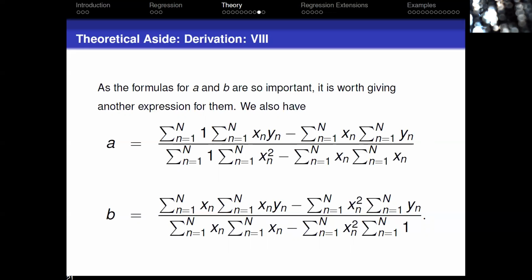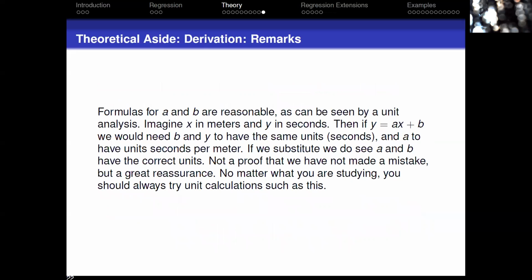It turns out, it's a nice calculation, as long as at least 2 x's are different, the denominator will be non-zero and the method will work. So unless you do something truly stupid, like trying to see how things vary without varying the value, you will always get a value of A and B. All right, and so the formulas for A and B are reasonable.